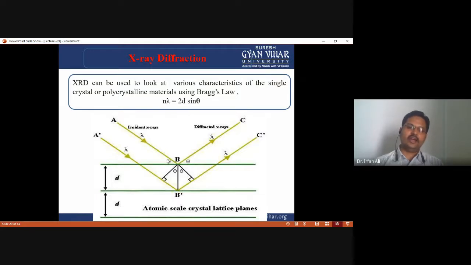And this is an atomic scale crystal lattice plane. Then when these rays pass on, they reflect at a certain angle. So by obtaining the angle of reflection, we get knowledge about the lattice structure of the crystal by the use of X-ray diffraction technique.